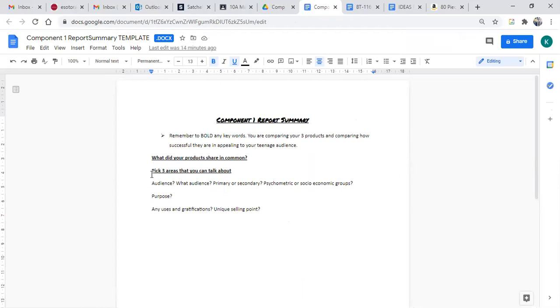So I want you to pick out 3 areas that you could talk about. So for example, one area might be a primary audience. So let me type on this just to show you. So one thing you might talk about is how your film and app share, oh, I can't even spell today, share the same primary audience. And then you just go into a little bit of detail as to why did they share the same audience? So I'll just put a why there.